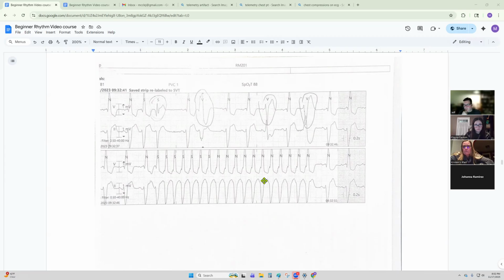It's SVT with a bundle branch. If you look up above here, these guys are so much bigger than these guys. These are actual PVCs. See how much bigger that is than this guy? So a lot of times when you see something roll by, does the QRS morphology look any different? This one, it didn't. It's just the same QRS complex coming through faster.